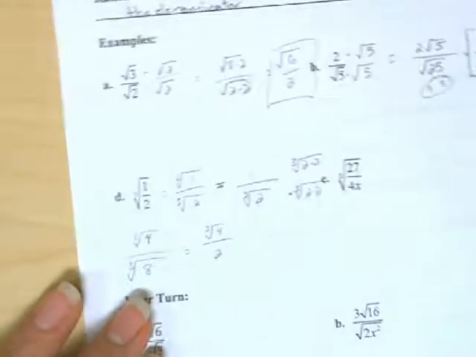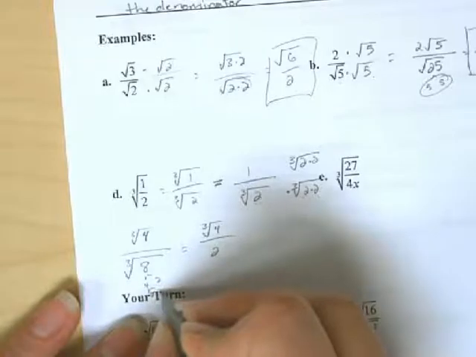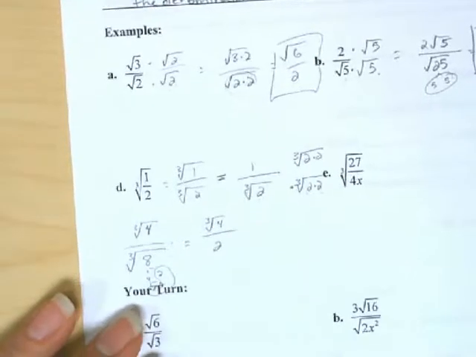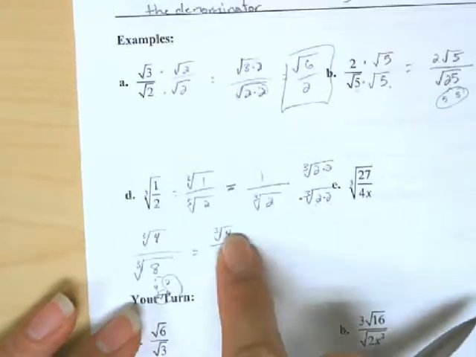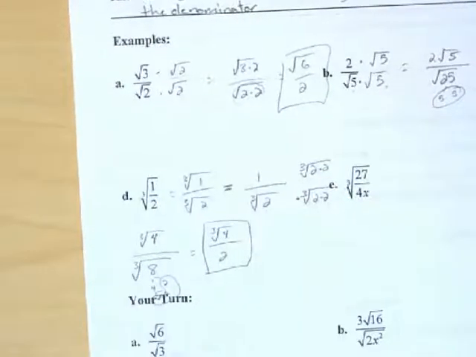So I would get the cubed root of 4 divided by 2. If you need to, you can do the break. The 8 breaks into 4 and 2 and 2 and 2. That's my group of 3. So I get 3 2's, the 2 comes out. So I get cubed root of 4 divided by 2. And that is rationalized.